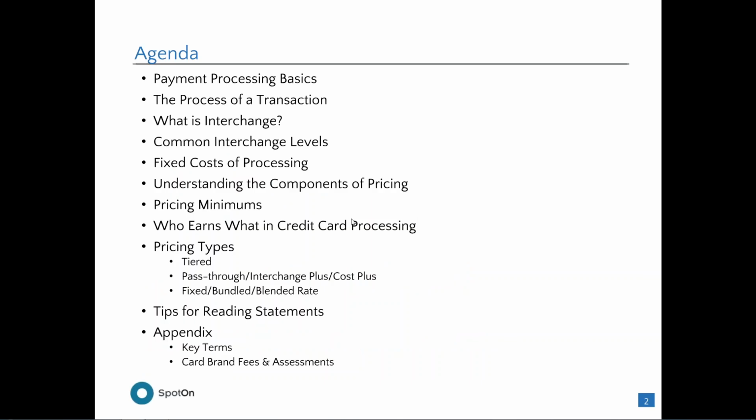We're going to cover today our payment processing basics. We'll talk about the process of a transaction. We'll go into interchange, which is a key factor within our industry. We'll talk about some common interchange levels, the fixed costs of processing, and understanding the various components of pricing. We'll discuss some pricing minimums, and then we'll show you who earns what in credit card processing. We'll briefly share with you different pricing types that exist within our industry, and then I'll leave you with some tips for how to read statements when you're out in the field. Also in the appendix, we do have a glossary of key terms within the industry and also the full listing of card brand fees and assessments. Those are just reference materials.